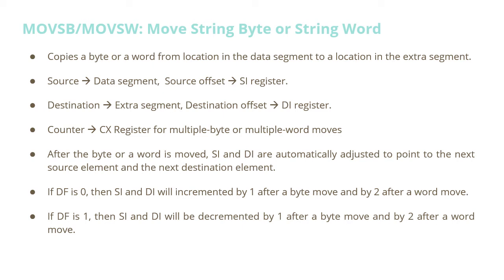If the direction flag is 0, then the SI and DI will be incremented, that is, it is the auto increment mode. If it is a byte move, the SI and DI will be incremented by 1, and if it is a word move, they will be incremented by a value of 2. If the DF is 1, then it is the auto decrement mode. Then the SI and the DI will be decremented by a value of 1 in the case of a byte move, and by a value of 2 in the case of a word move.